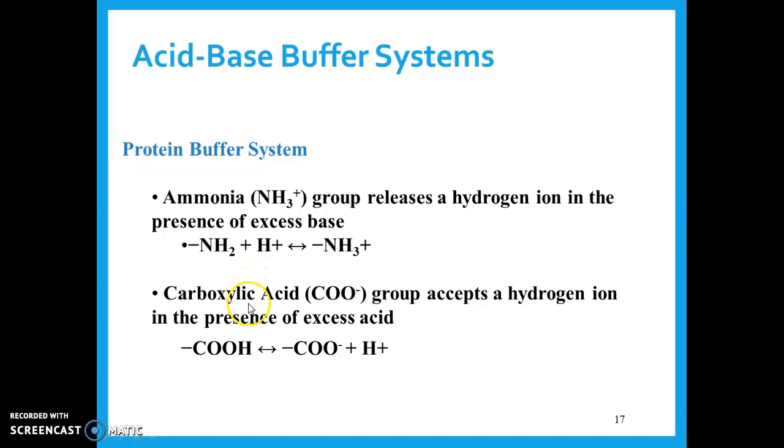Carboxylic acid, it accepts a hydrogen ion in the presence of excess acid. So the opposite is true too. If our blood pH is getting a little too low, too acidic, and we've got too much of this hydrogen ion floating around, then this carboxylic acid can grab onto it, it can absorb it, and that's going to help bring the pH back up to where it should be.